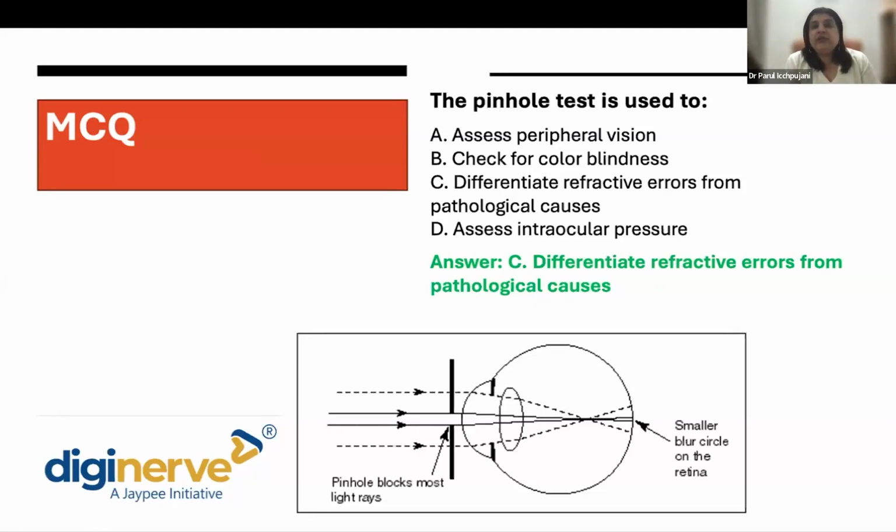If the vision reduces during pinhole, that means there is a macular pathology, because the light is forming specifically now at the macula since the peripheral rays are cut out. So if using a pinhole it deteriorates, that means there is a macular pathology.